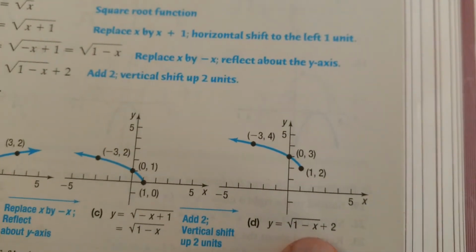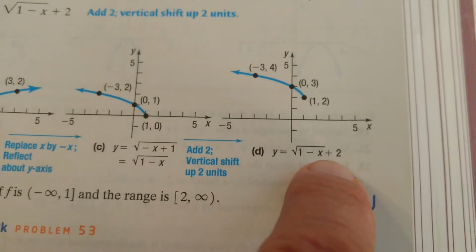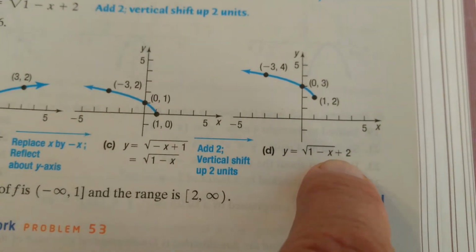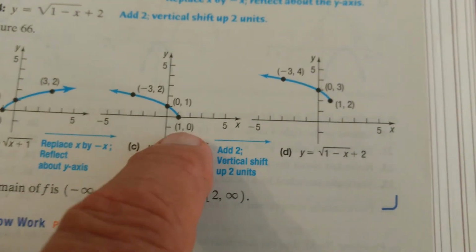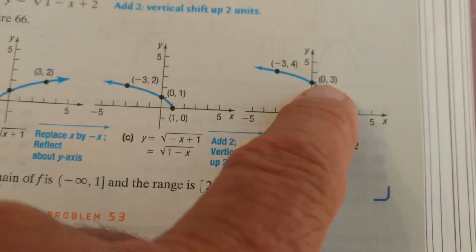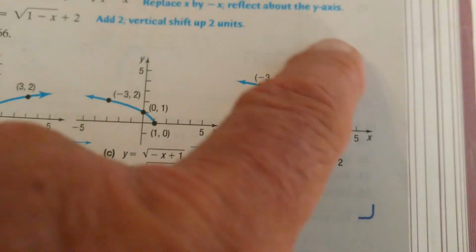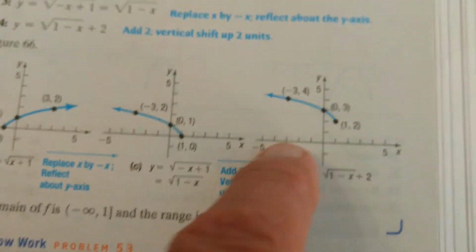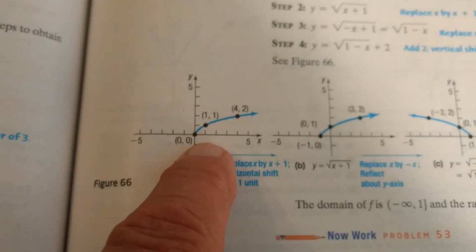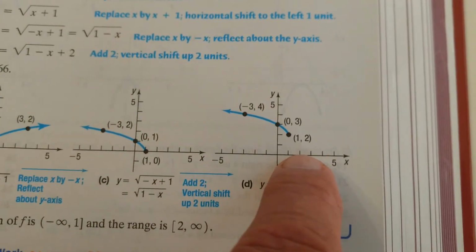Last thing we deal with is a plus 2. This is a vertical shift. And remember, on a vertical shift, we add whatever the number is to the y's. So we add 2 here, so we're at (1, 2). We add 2 here, so we're at (0, 3). We add 2 here, so we're at (-3, 4). And this is what I want to see. I'm not necessarily concerned with the process coming from here, but I want to see how the 3 ordered pairs from the parent function become new ordered pairs in your transformation.